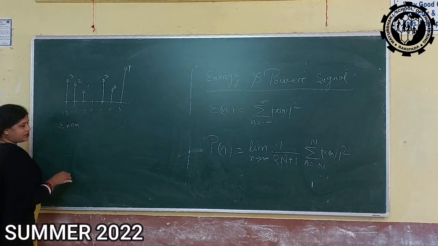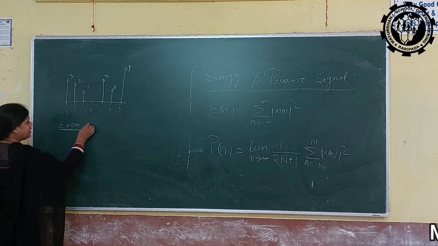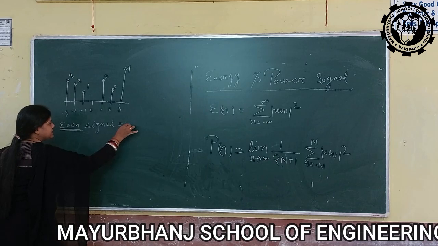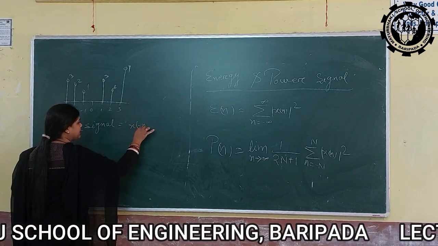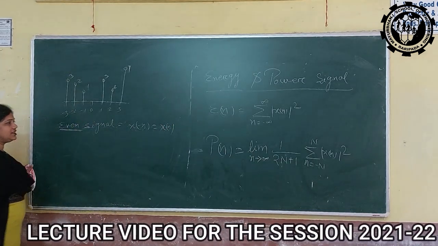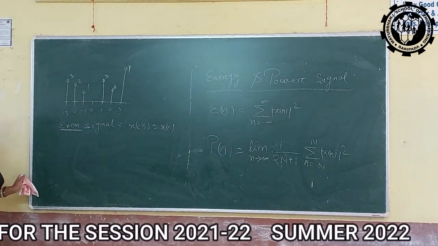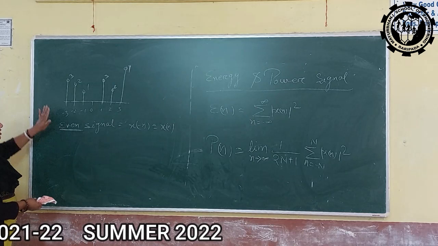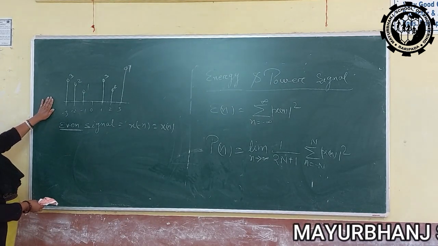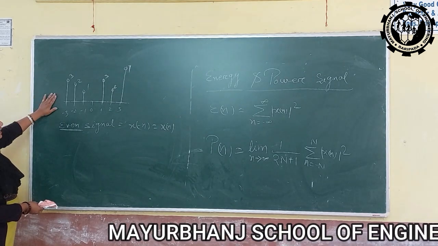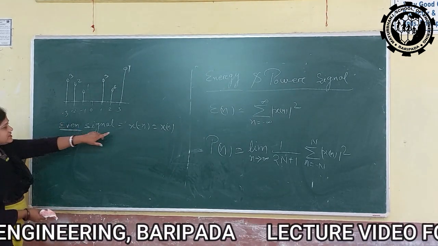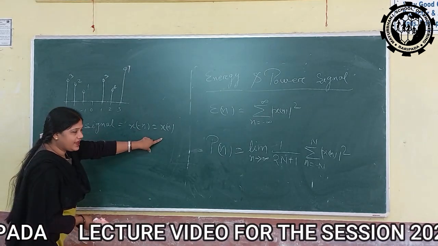Already we have discussed that. The condition for an even signal is x of minus n is equal to x of n. That is the condition for an even signal. So here we can check whether it is an even signal or not. If we are considering this question, then x of minus n should be equal to x of n.